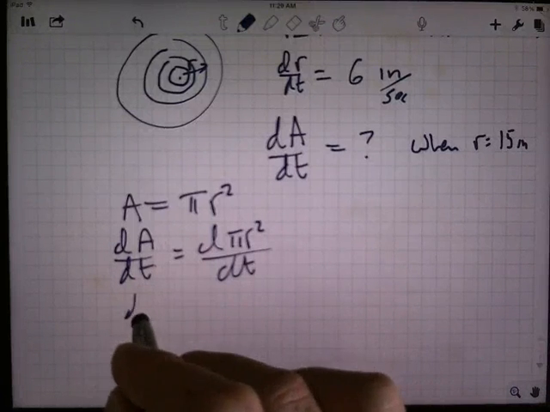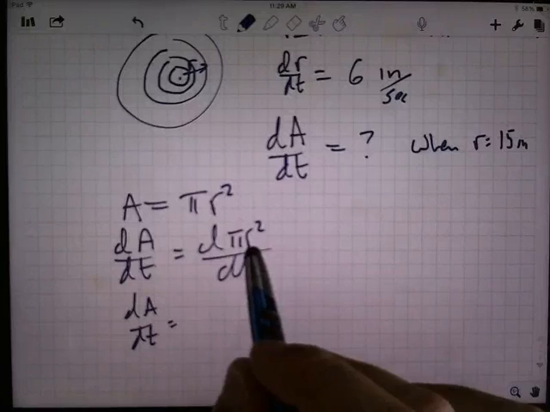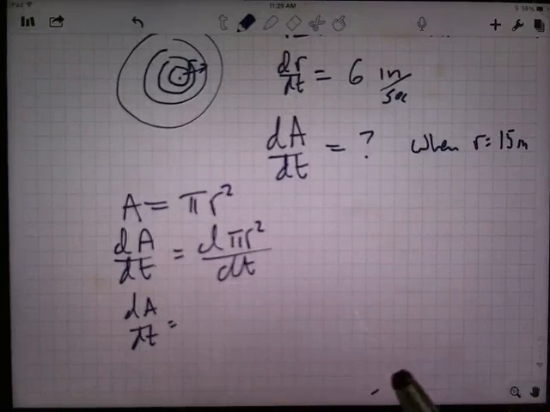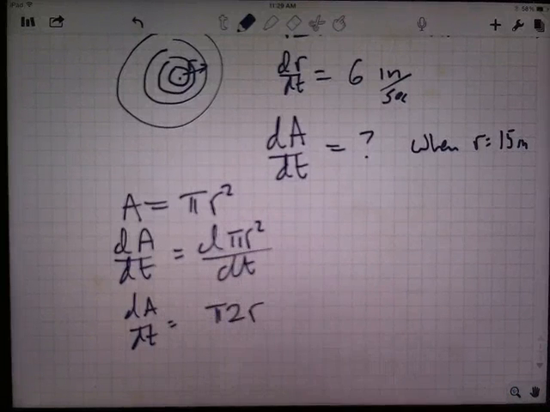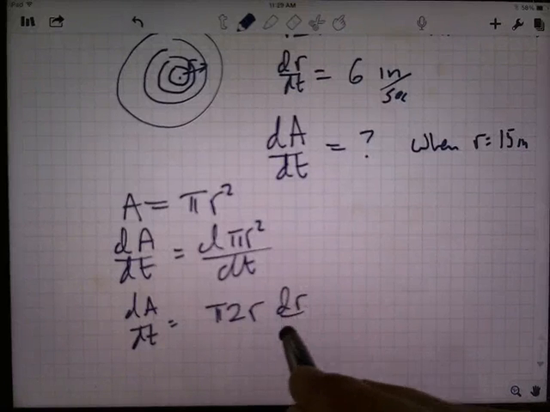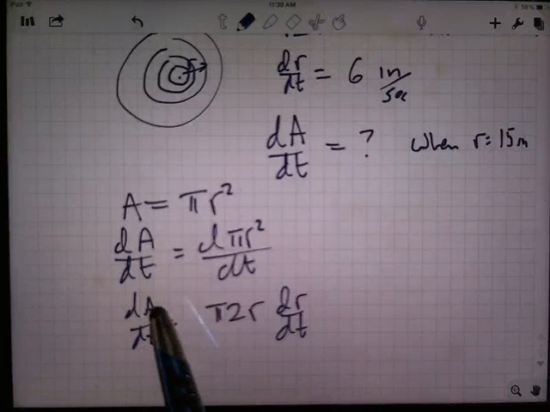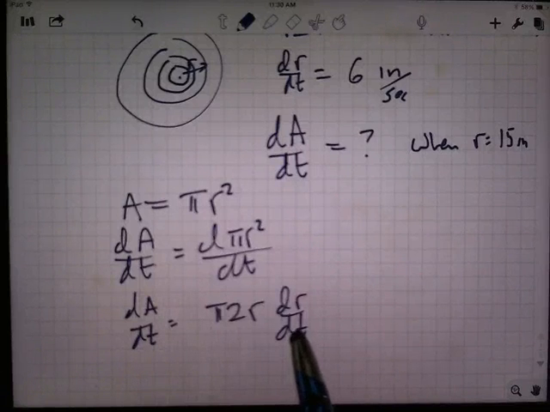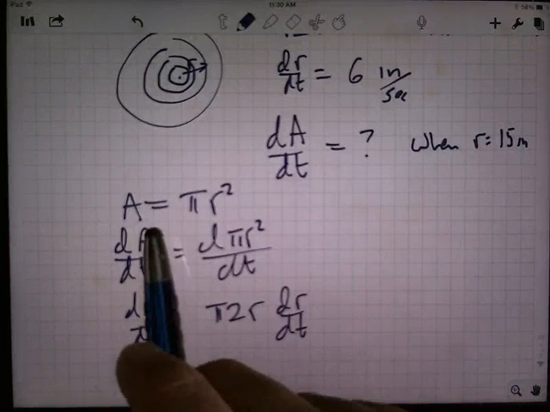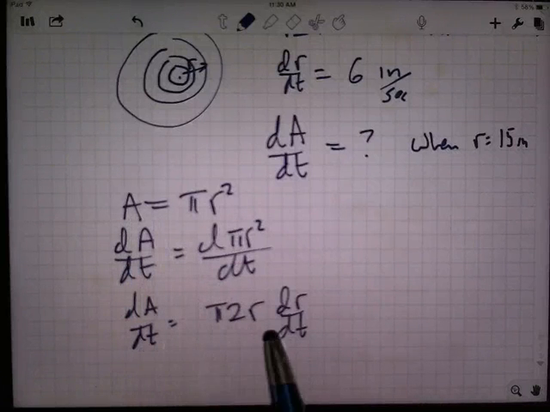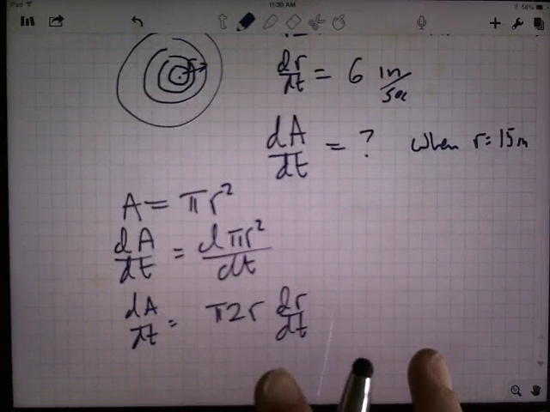So dA/dt here is the derivative of pi r squared. Now, r is some function of t, so we have a chain rule going on here: pi times 2r, the derivative with respect to r, but then multiplied by dr/dt. Now that I have implicitly differentiated, I have an equation that relates the rate of change in A with the rate of change in r. I started with a relationship between A and r. Now I have a relationship between the rates. I have related the rates. That's why it's called a related rate problem.